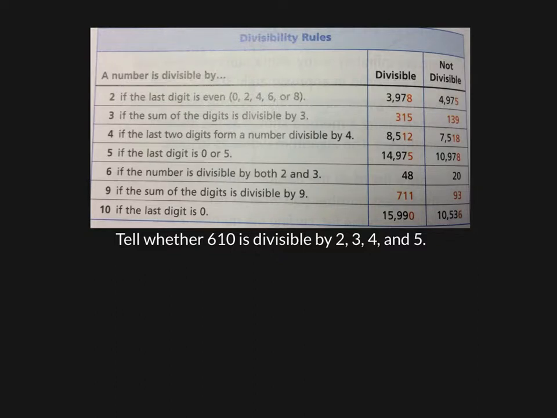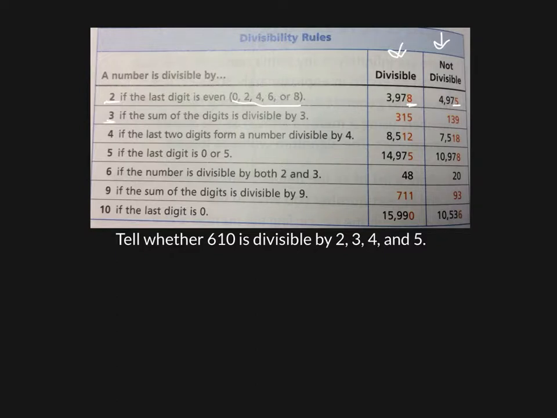All right, here we have our divisibility rules from the book. I liked this one because it gives an example of divisible and not divisible. A number is divisible by 2 if the last digit is even: 0, 2, 4, 6, or 8. If it is not, then it's not going to be divisible. 5 is not 0, 2, 4, 6, or 8.